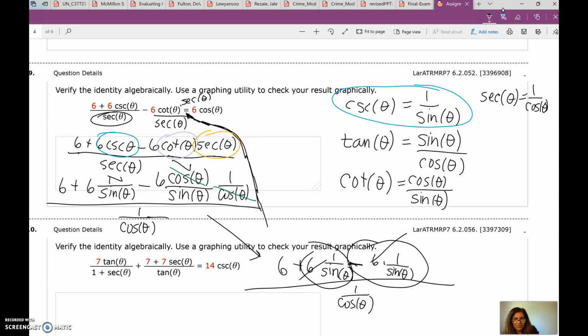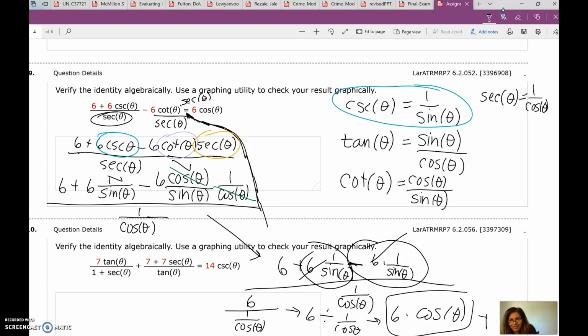So we're left with 6 divided by 1 divided by the cosine of theta. And we talked about how you can see that as 6 divided by 1 divided by the cosine of theta. Keep, change, flip. And indeed, you're going to get your right-hand side. End of proof. Okay, good.